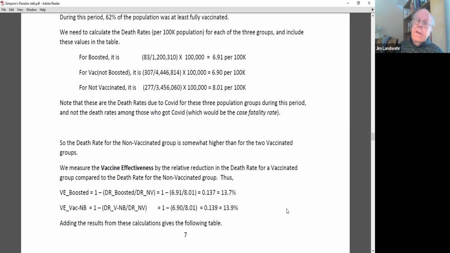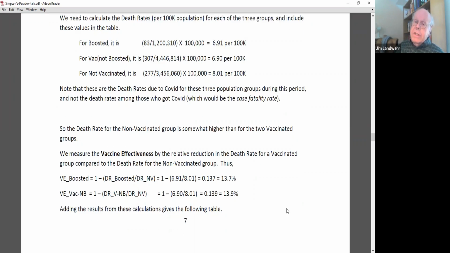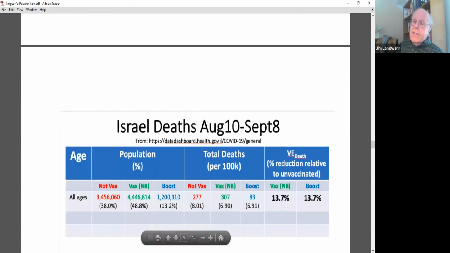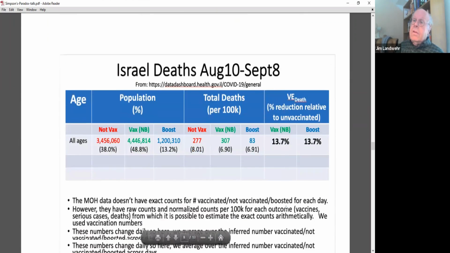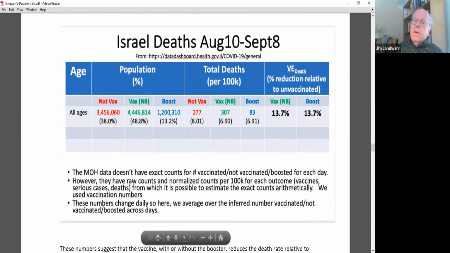So now we can put these numbers in the table, and we get the next version of this table. Okay, so this is the table that we had before, but now the death rates are added in for each of these three groups, and then the vaccine effectiveness for these two groups is put down here, 13.7%, and maybe one should have been 13.9, but they're both about 14%.